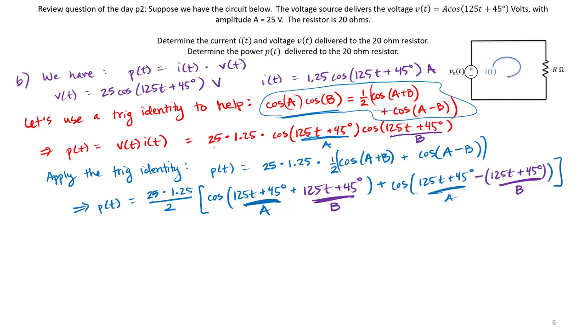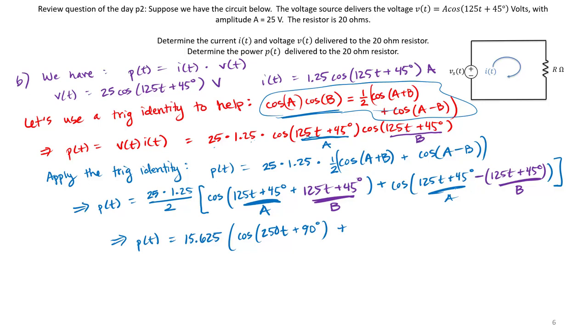And so notice what happens. We can actually combine those A and B terms. And we're going to determine that our power is equal to 25 times 1 1/4 over 2. That's 15.625. And then look what happens here. Our frequency is going to double. We'll have cosine of 250t plus 90 degrees.